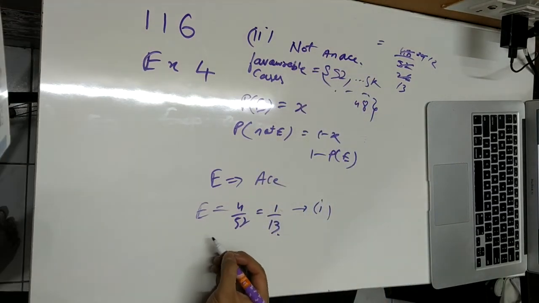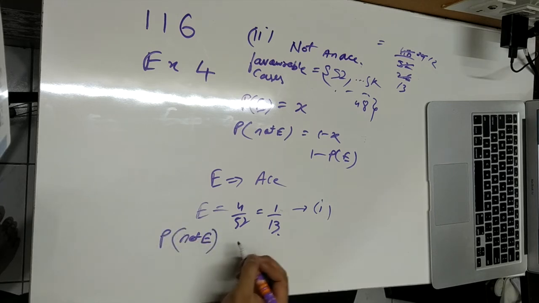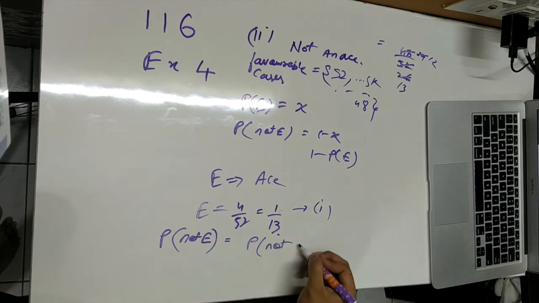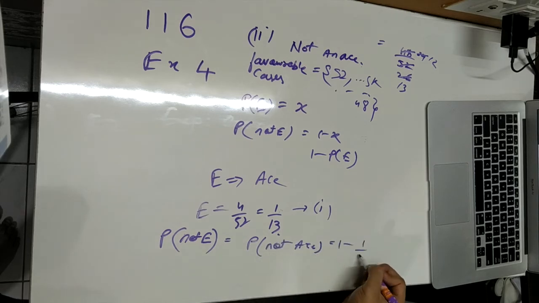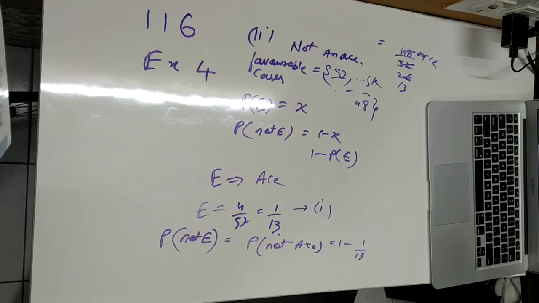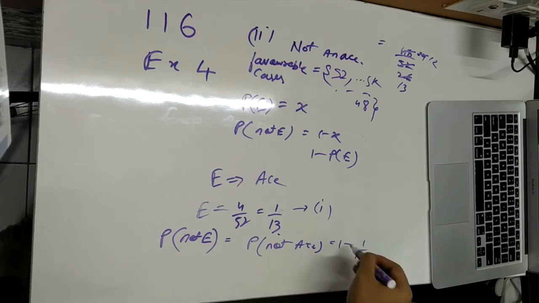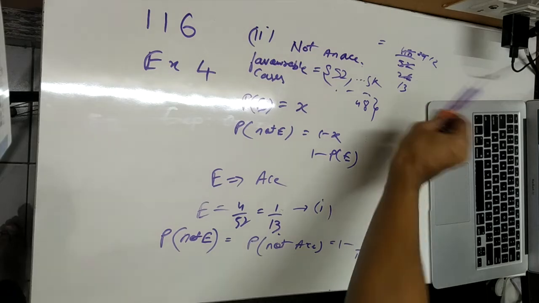So not E means not E. So probability of not E, that is probability of not an S, is equal to 1 minus 1 by 13, because it is 1 minus probability of E. So 1 minus 1 by 13 is how much? Take LCM. It will become 13 minus 1 by 13, which is 12 by 13. So this is what we got here also.